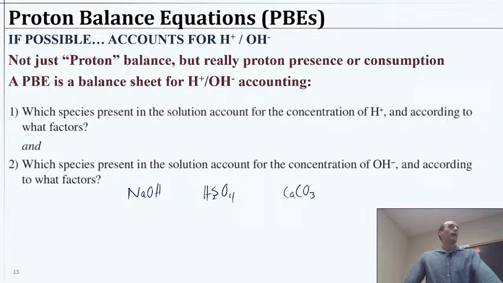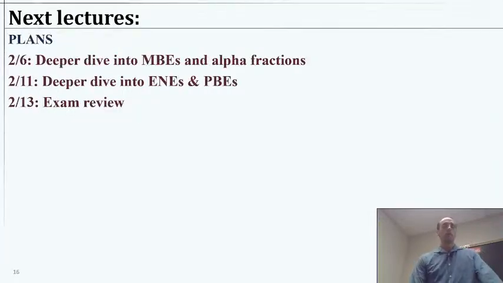Of course, we can add a bit to this. We could do gas exchange stuff. You know, we could do a lot of chemistry all at the same time for one big problem. But my hope is that we can take these piece by piece and understand what each one of them is doing. So next time we'll do more on mass balances and what we call alpha fractions. We'll talk more about that. And then a week from now, we'll do more on the electroneutrality and proton balances.